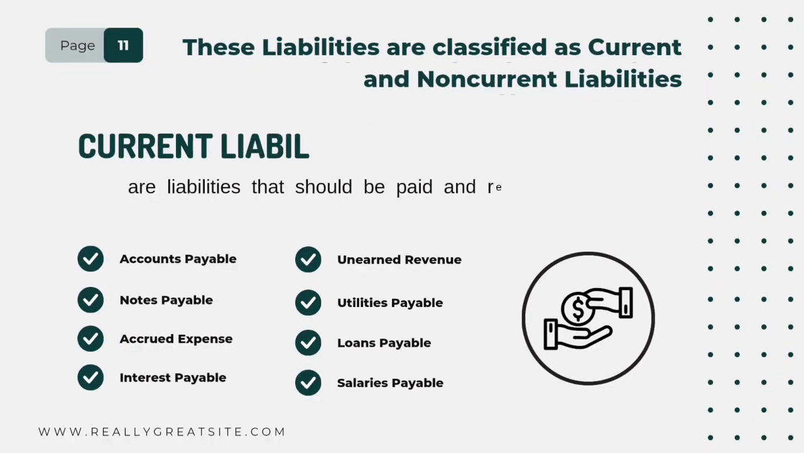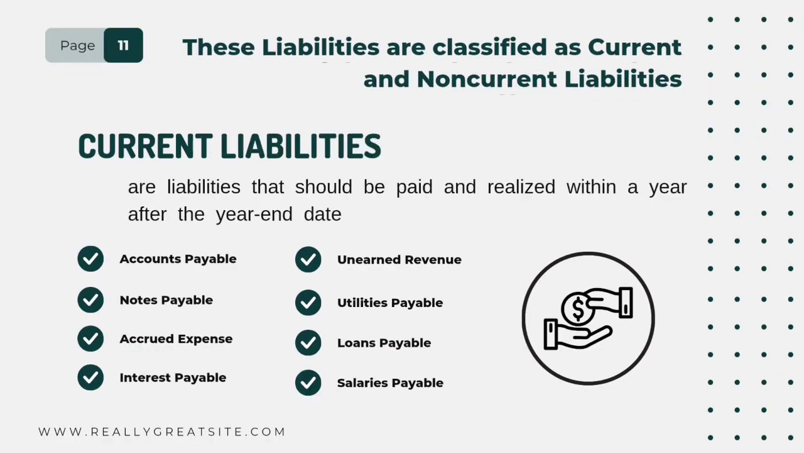These liabilities are also classified into non-current and current liabilities. So first, what are current liabilities? Current liabilities are liabilities that should be paid and realized within a year after the year-end date. Ang current liabilities ay isang pagkakautang ng isang kumpanya na kailangang bayaran sa loob ng 12 buwan or isang taon.